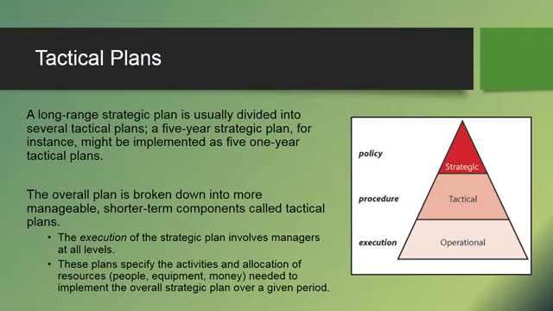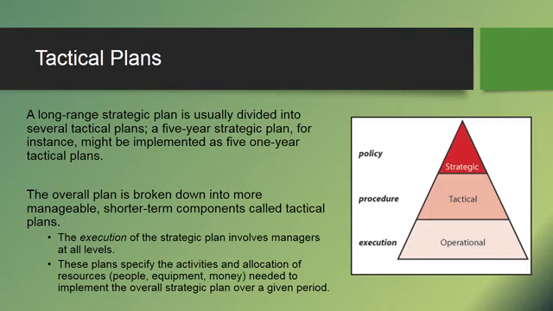So from there, we now move into a tactical position. A long-range strategic plan is usually divided into several tactical plans. A 5-year strategic plan, for instance, might be implemented as 5 one-year tactical plans. The overall plan is broken down into more manageable, short-term components called tactical plans.